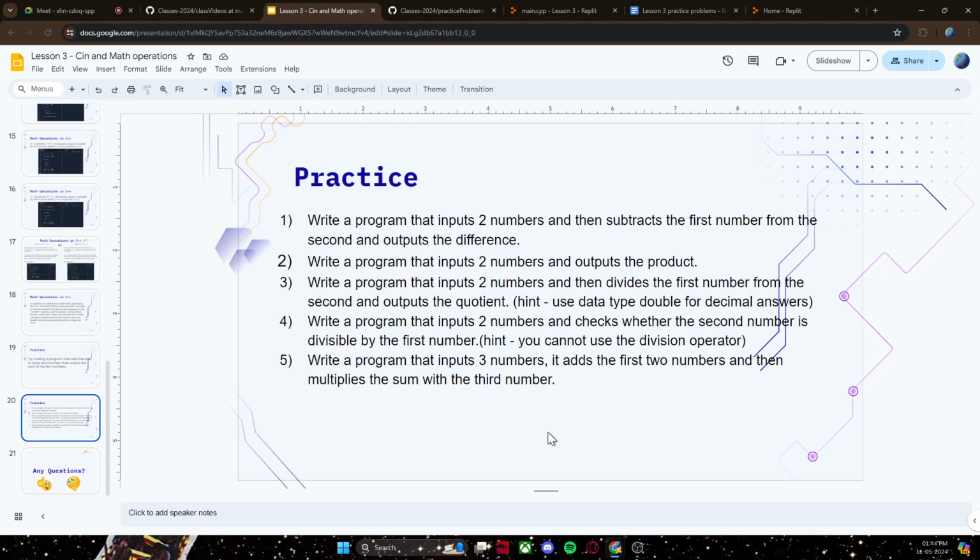Does anyone have any questions about these problems so far, or are you being able to solve those? Alright, I'm going to assume you are able to solve these. Good job.